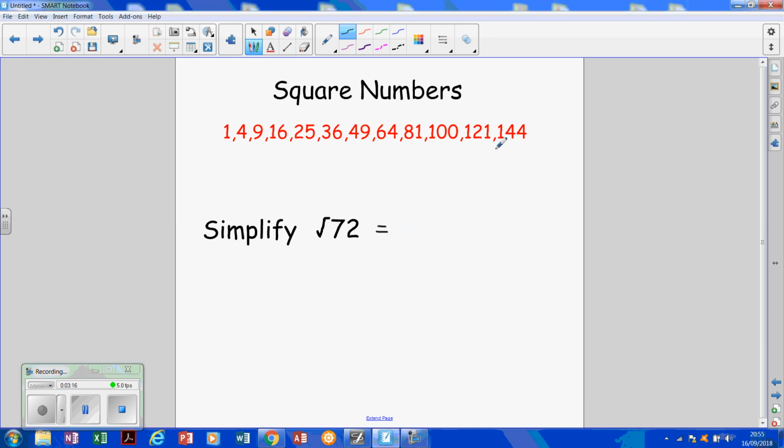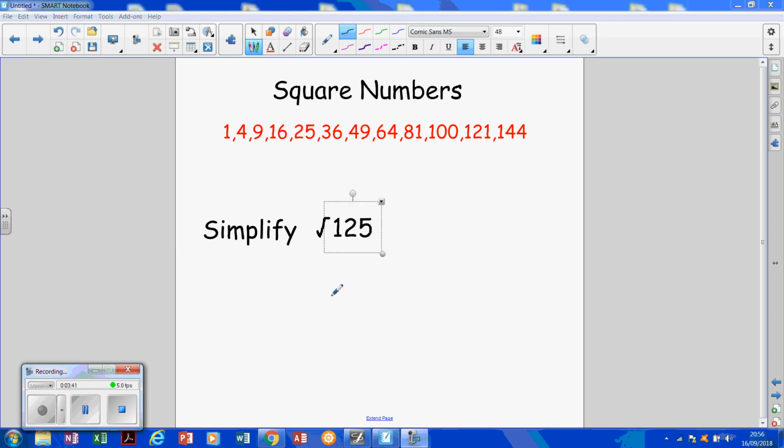Square root of 72. Look right down the list, checking to see which ones divide into it. I get to 36. 36 divides into 72, it goes twice. So it's 36 multiplied by 2. Break the root sign, and it becomes the square root of 36 times the square root of 2. So square root of 36 is 6, so my answer is 6 root 2.